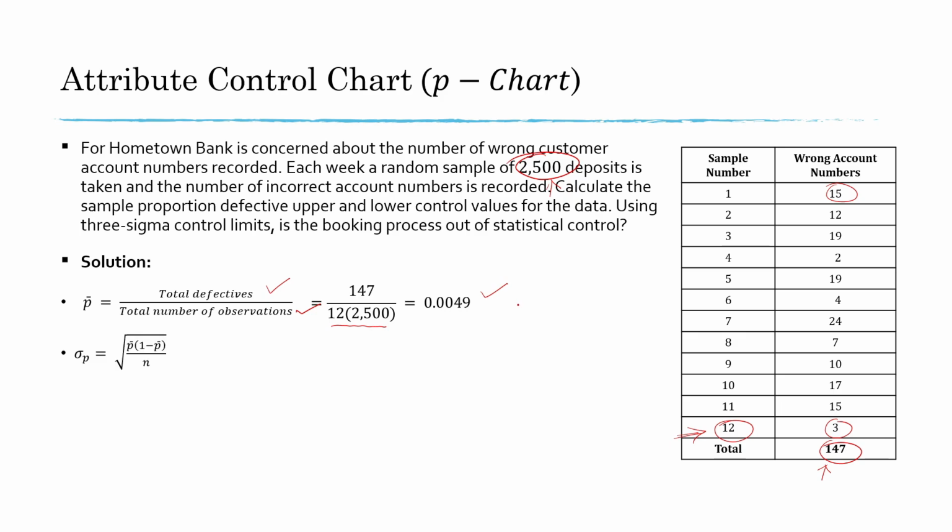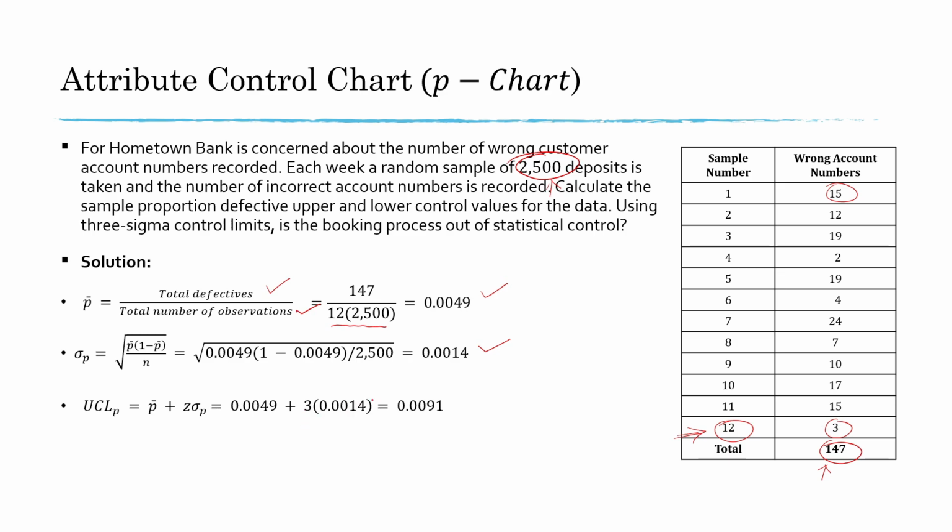Then we calculate the sigma P. Sigma P value can be calculated by using this formula, and the value that we have for sigma P is 0.014. Next, we calculate the upper control limit and lower control limit for P chart. The upper control limit formula for the P chart is this. We plug in the values and the value for upper control limit is 0.0091. Next, we plug in the values in lower control limit formula and the value for lower control limit is 0.0007.